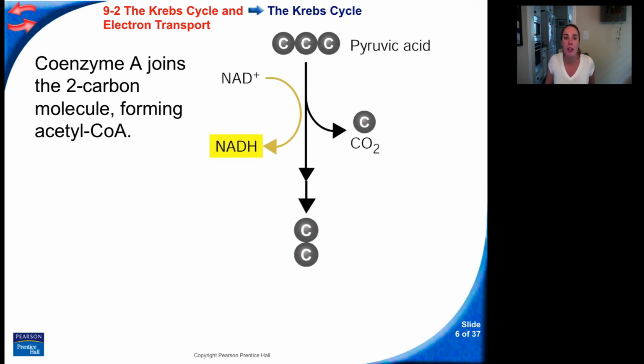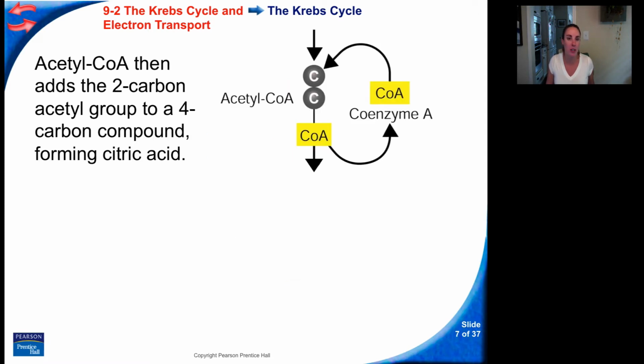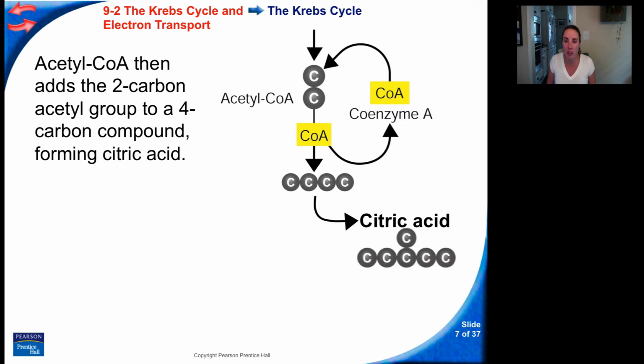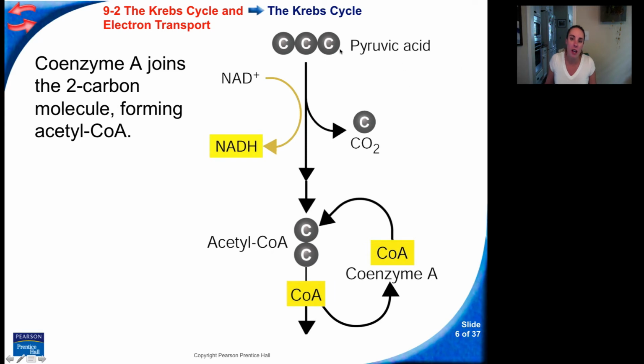So coenzyme A joins the 2-carbon molecule forming acetyl-CoA. Boom. And acetyl-CoA then adds the 2-carbon acetyl group to a 4-carbon compound forming citric acid. This is some detail you really aren't going to be tested on. What you do need to know is that pyruvic acid goes to the Krebs cycle in the mitochondria, CO2 is released, and these electron carriers are produced, NADH.